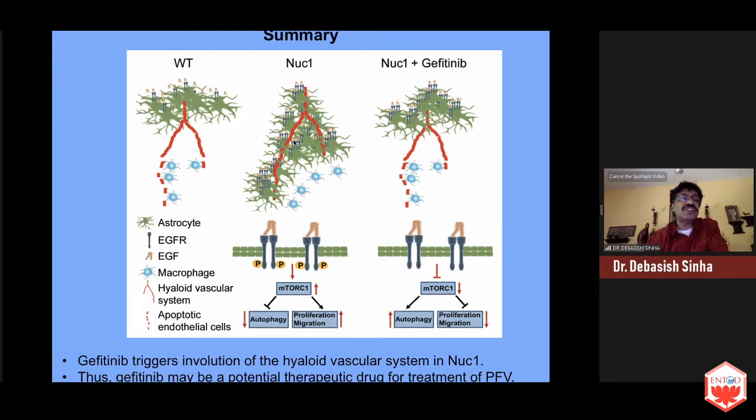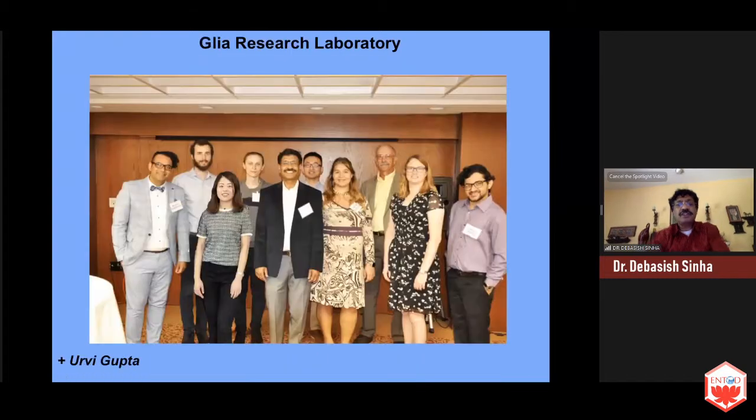It could be a physical barrier, or what it is, we don't know, because we do see macrophages, but there is no regression. One of the things we have, and I did not go into more detail, is that the mechanistic target of rapamycin complex 1 goes high in this model. Autophagy is down and proliferation and migration is very high. And if we treat them with gefitinib, we can see that mTORC1 is actually lower, autophagy goes up, and proliferation goes down. So with that, this is the lab.